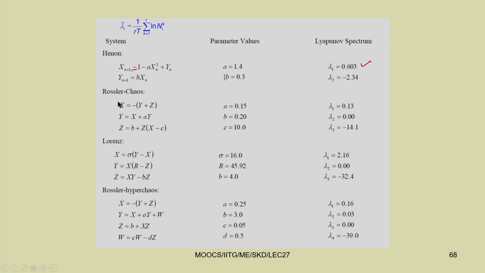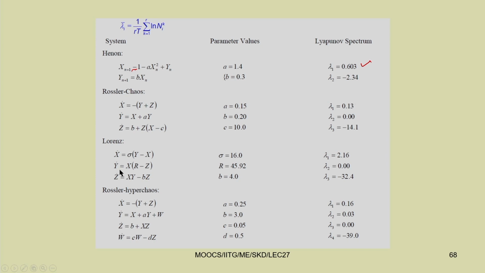Similarly, for the Rossler chaos, x dot equal to minus y minus z, y dot equal to x plus a y, z dot equal to b plus z into x minus c. Taking these values of a, b, c, one can find the values of lambda 1, lambda 2 and lambda 3. Here you can see lambda 1 and lambda 2 are positive.